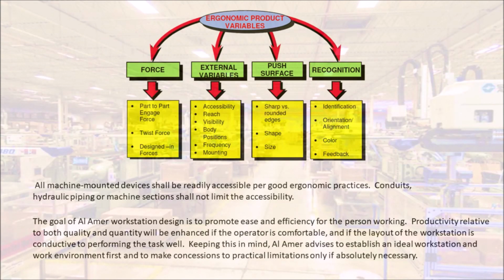The following is for the ergonomic product variables. All machine-mounted devices shall be readily accessible per good ergonomic practices. Conduits, hydraulic piping, or machine sections shall not limit the accessibility.